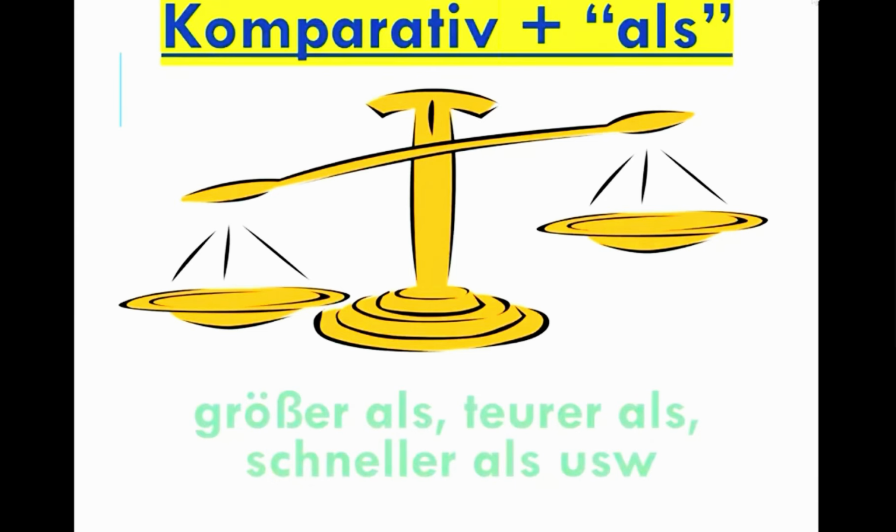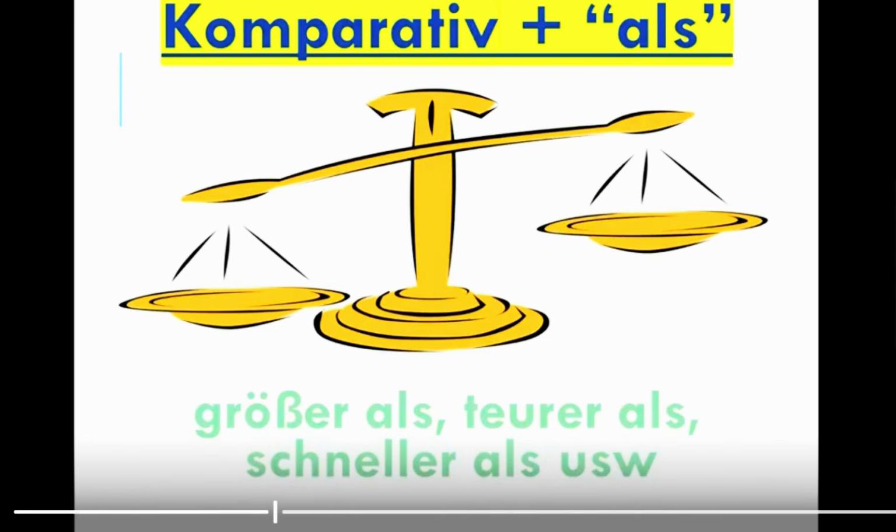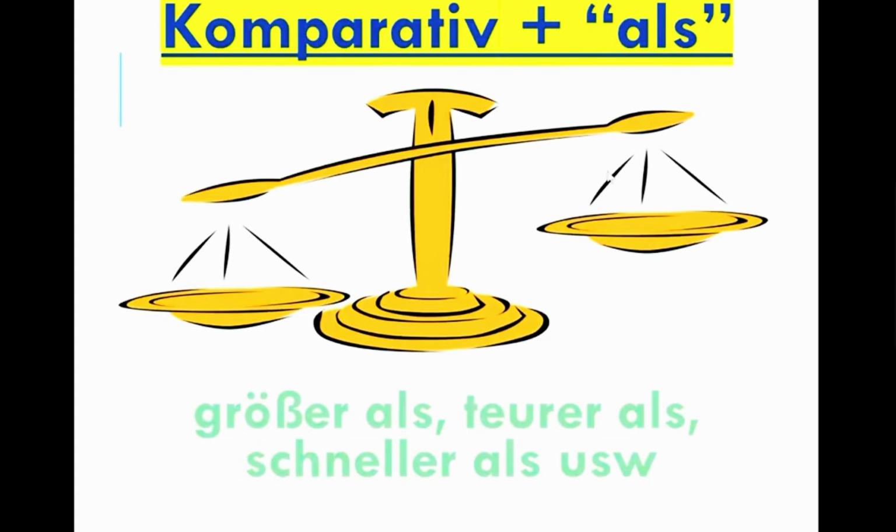The word comparative and the picture. We are comparing two words or two situations. So one is somewhat better or poorer than the other, right? Or greater or lesser than the other, right? So for comparing two things, we use comparative plus als. That means greater than, lesser than, faster than, okay?